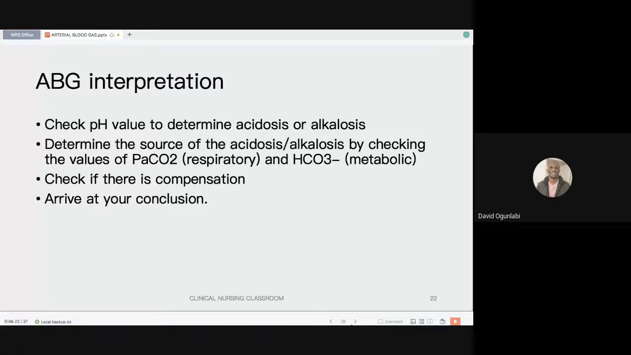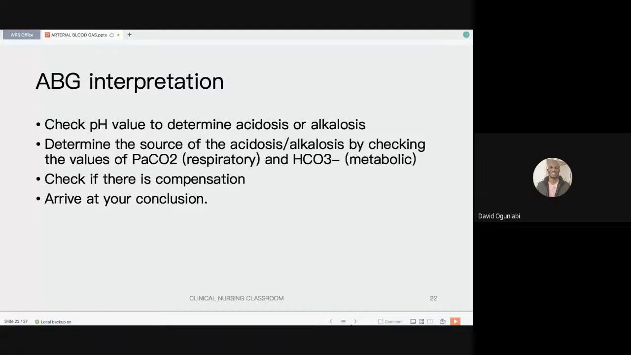Whichever one that goes in the direction of the problem will definitely be the cause, the source of that problem. Whichever one of these values, PaCO2 and bicarbonate, goes in the direction of the problem you have identified here, is the source of the problem.